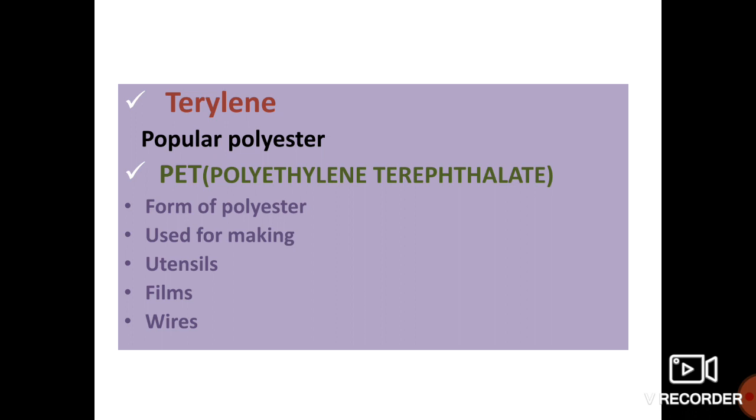Next is PET, polyethylene terephthalate. It is a form of polyester and it is used for making utensils, bottles, films and wires.